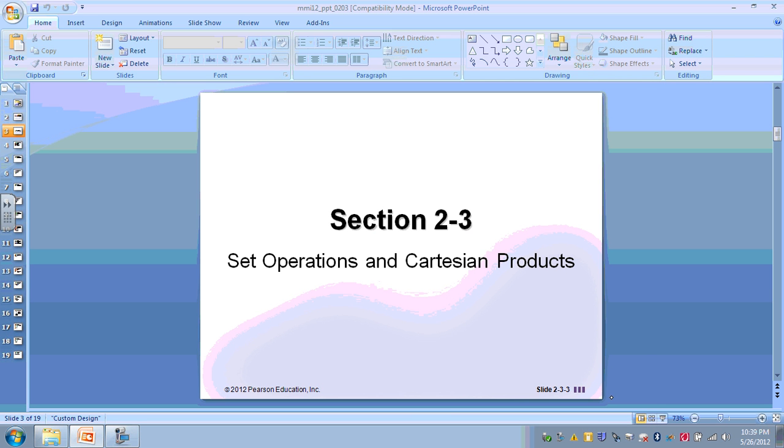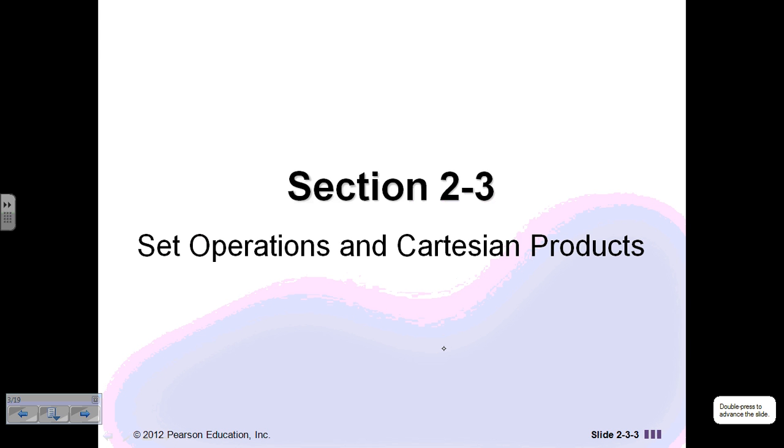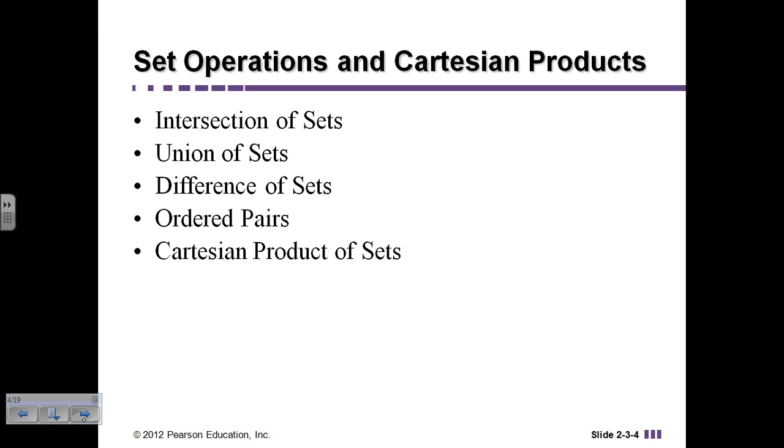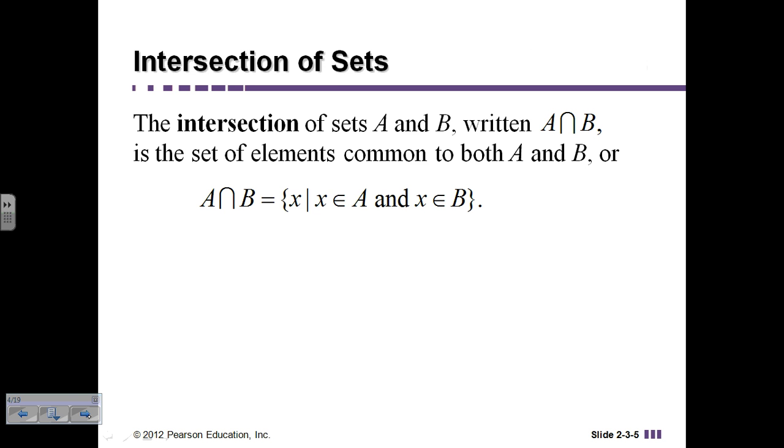We're going to be talking about section 2.3 today, which is about set operations and Cartesian products. We're going to be talking about intersection of sets, unions of sets, difference of sets, ordered pairs, Cartesian product of sets, Venn diagrams, and De Morgan's law.